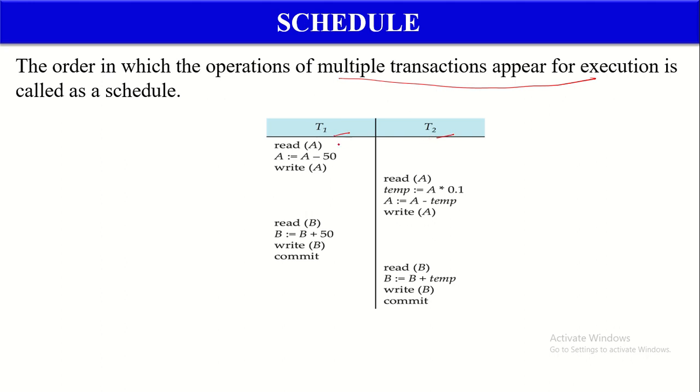Here, according to this schedule, three operations in T1 need to be executed first, followed by four operations in T2, and then four operations in T1 need to be executed. After that, the remaining four operations in T2 need to be executed. This is the order specified according to the schedule. As per this order only, operations in T1 and T2 need to be executed.